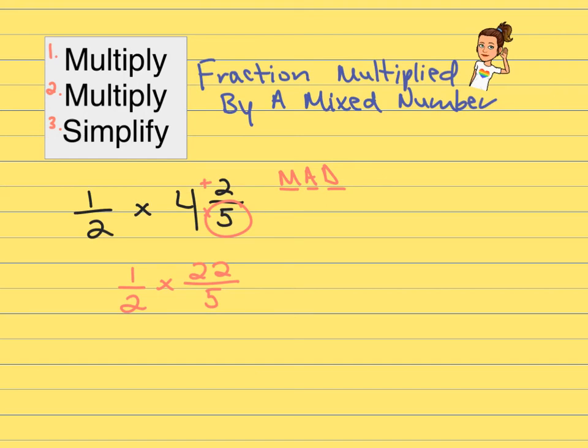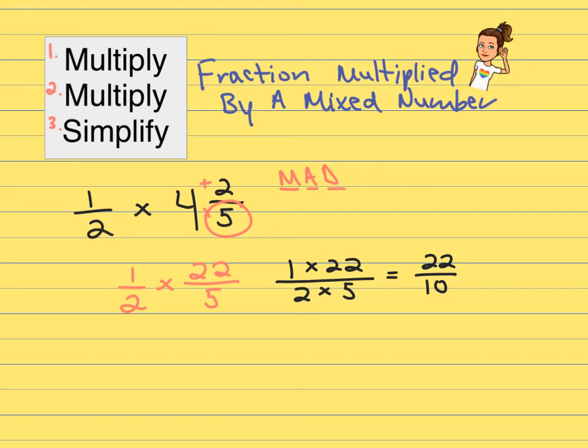Now we have 1/2 times 22/5, and it looks just like the fractions that we were practicing at the beginning of the video. We're going to follow our algorithm steps. 1 times 22 is multiplying the numerators. 2 times 5, we are multiplying the denominators. 1 times 22 is 22, and 2 times 5 equals 10. Our answer is 22/10.